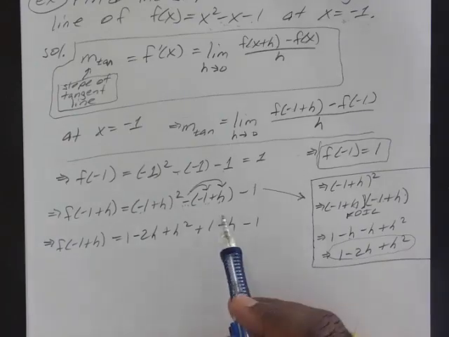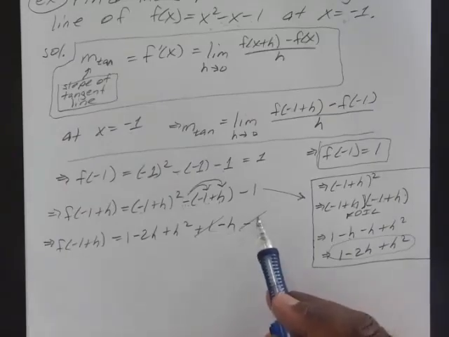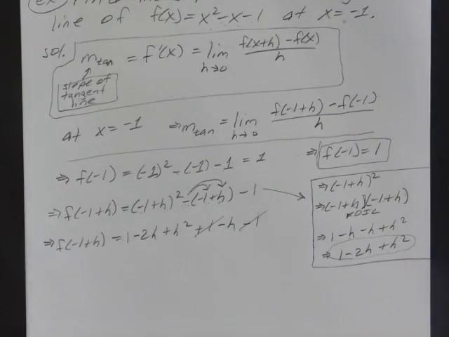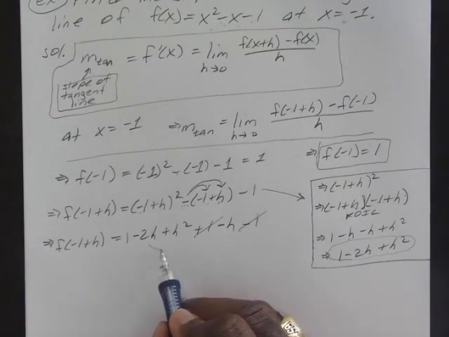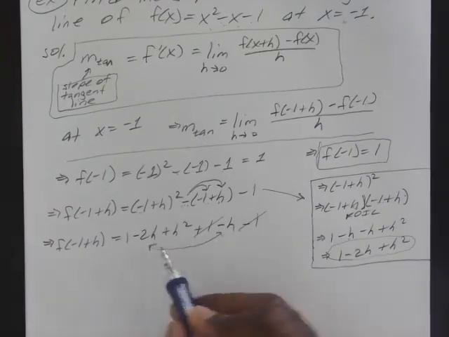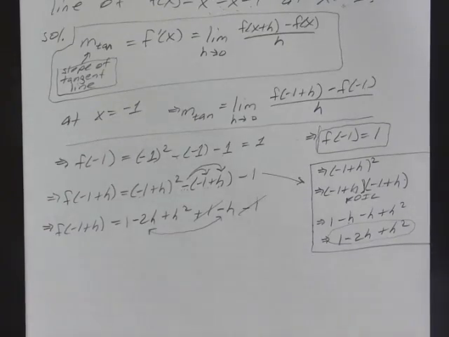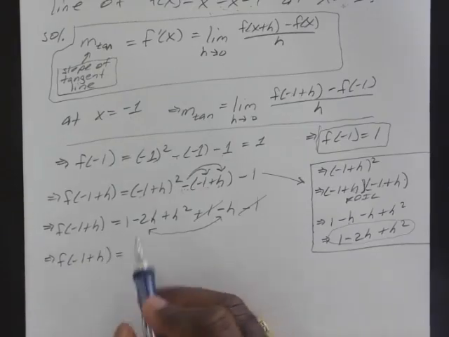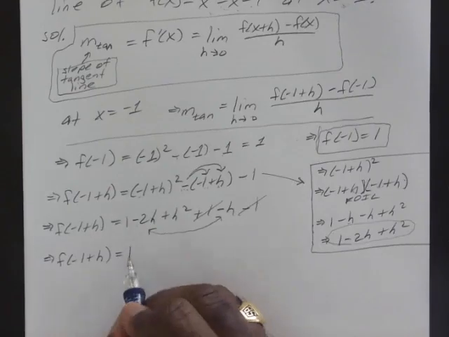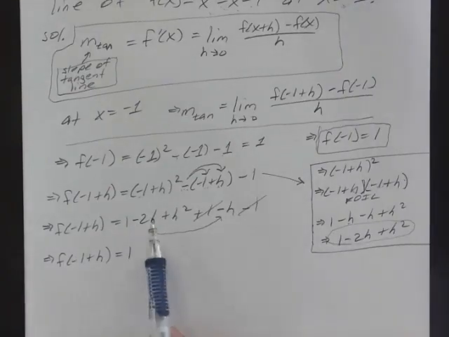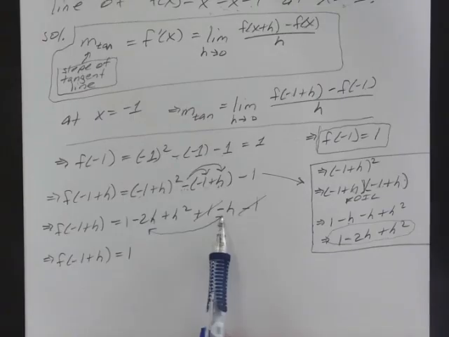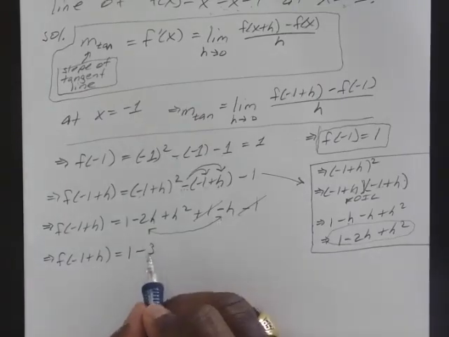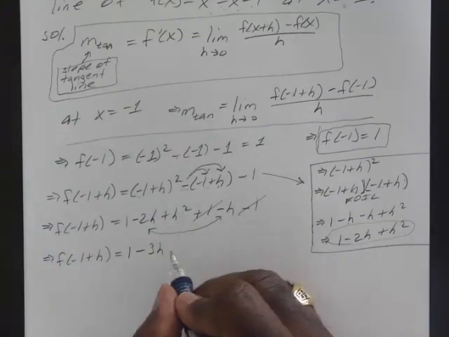Okay. We can see automatically you have a positive 1 and a minus 1, so those two cancel each other out. You have two h terms, so we can combine those. So we have f of negative 1 plus h is equal to, that 1 is still there, negative 2h minus h is negative 3h, or minus 3h, plus h squared.